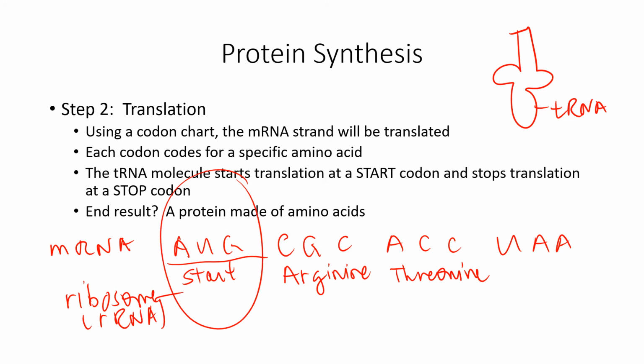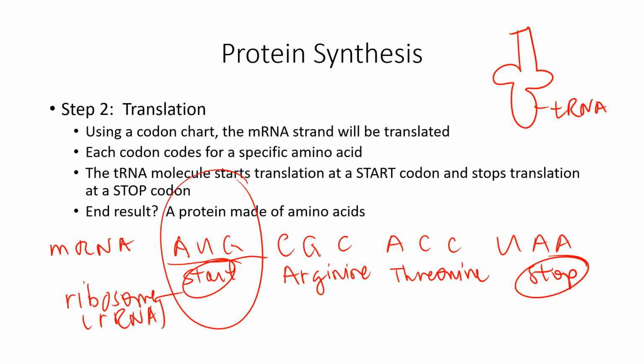Okay, that one codes for threonine. And then now take a moment to find UAA. That one codes for stop. So when I give you one of these on a test, I will always include a start and a stop codon, because that tells you you've transcribed and translated properly.